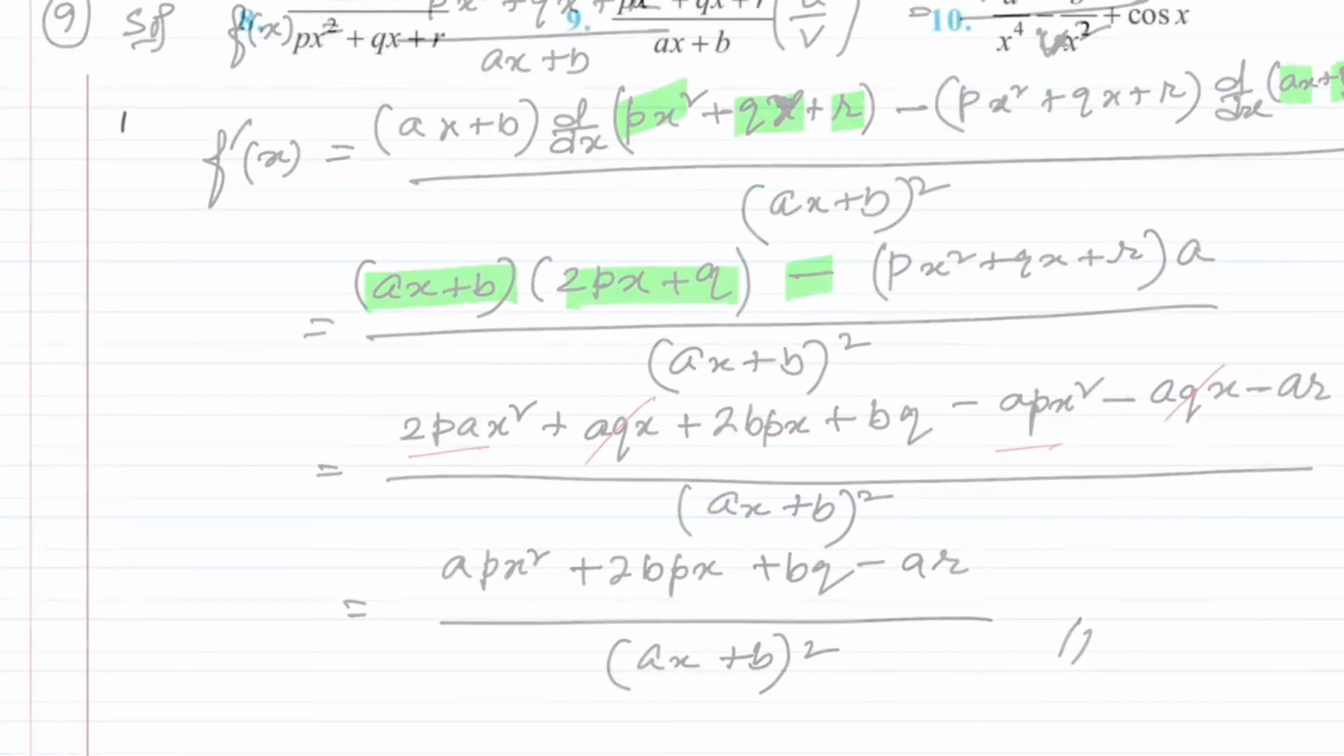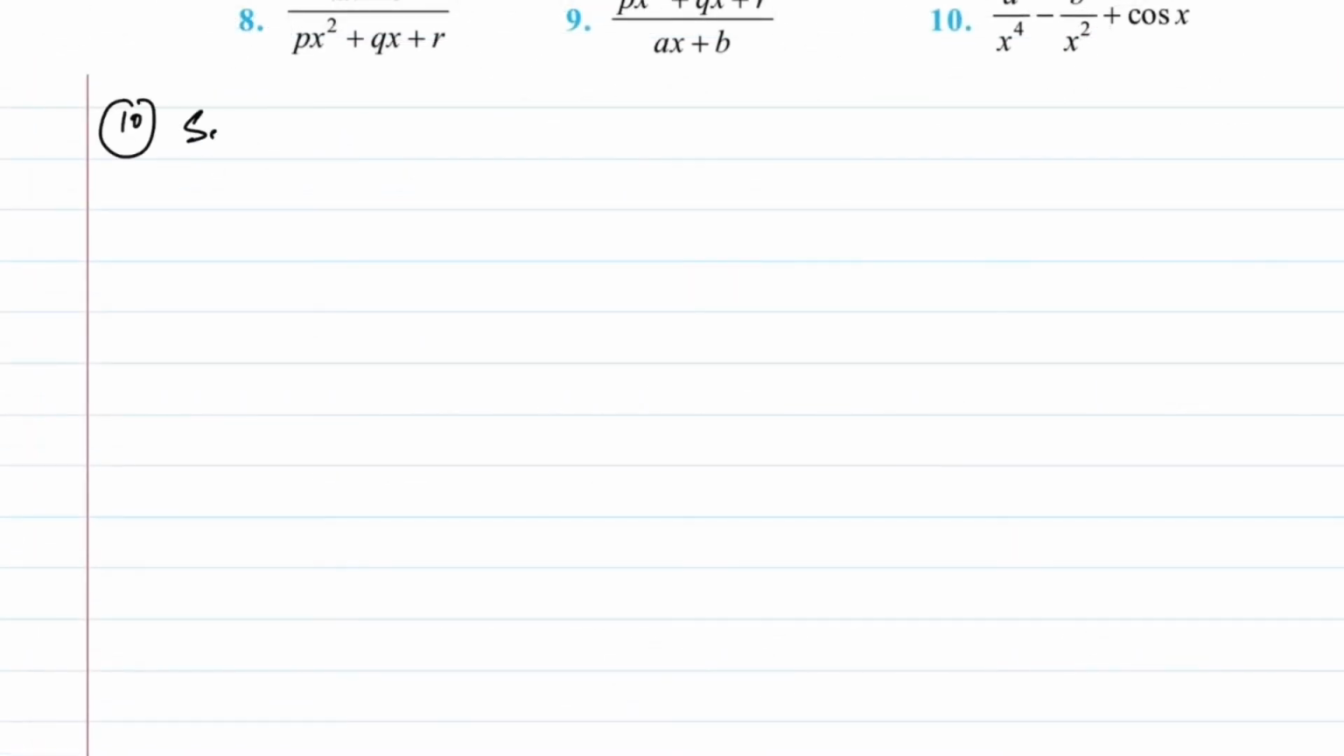Now question 10. f of x is equal to a by x to the power 4 minus b by x square plus cos x. This is the given function.